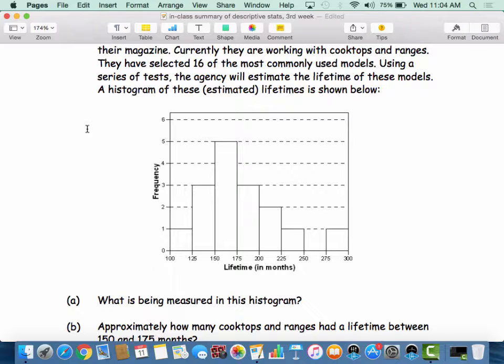Plus 5, that's 9. Plus 3 is 12. Plus 2 is 14, right? Plus 1 is 15. Plus 1 is 16.